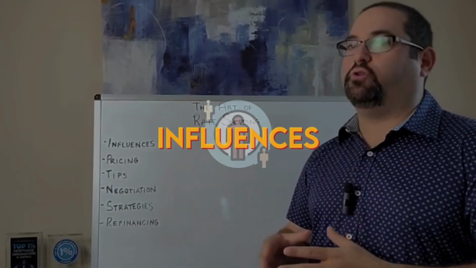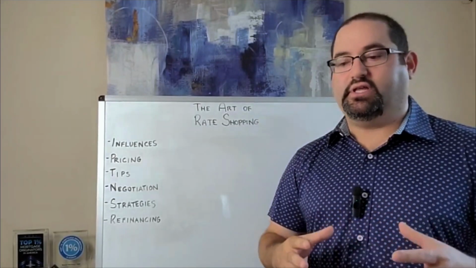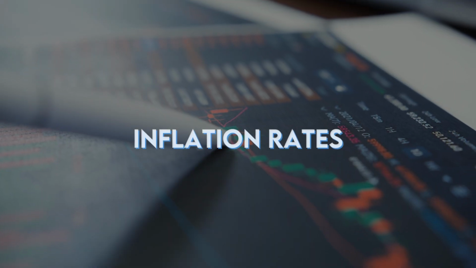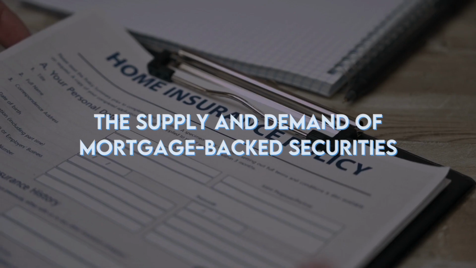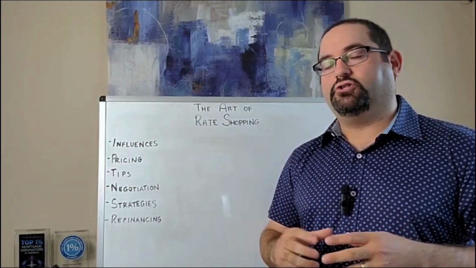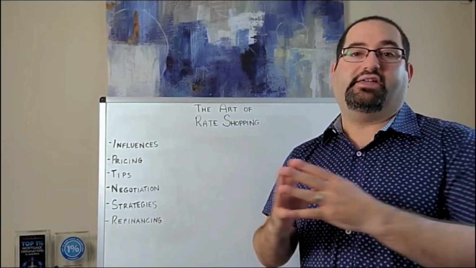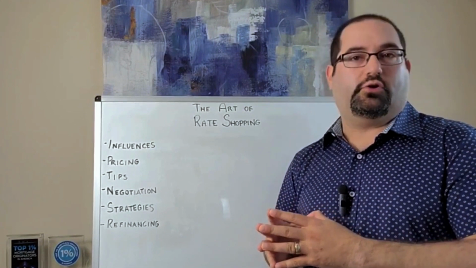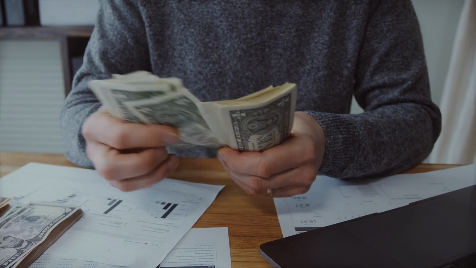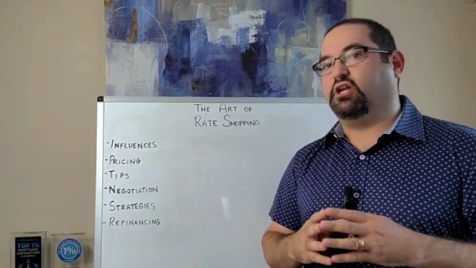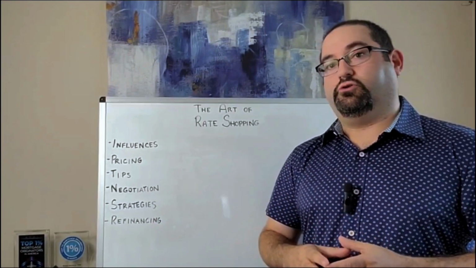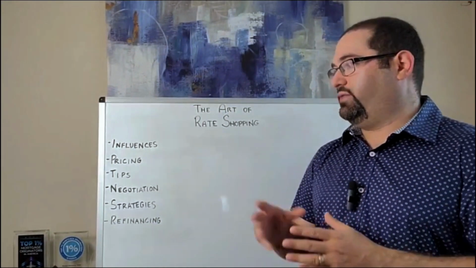Why? What are the influences that are actually influencing the interest rate? So really what we're talking about is the economy, inflation rates, monetary policy, and the supply and demand of mortgage-backed securities. So when you actually take a mortgage, generally speaking, that mortgage is going to be placed into a security, which is going to be sold on the secondary market to investors. The yield of that security, or how much money they're going to make off that investment, is going to drive the supply and demand for those securities. That will also directly impact the mortgage interest rate that you get.